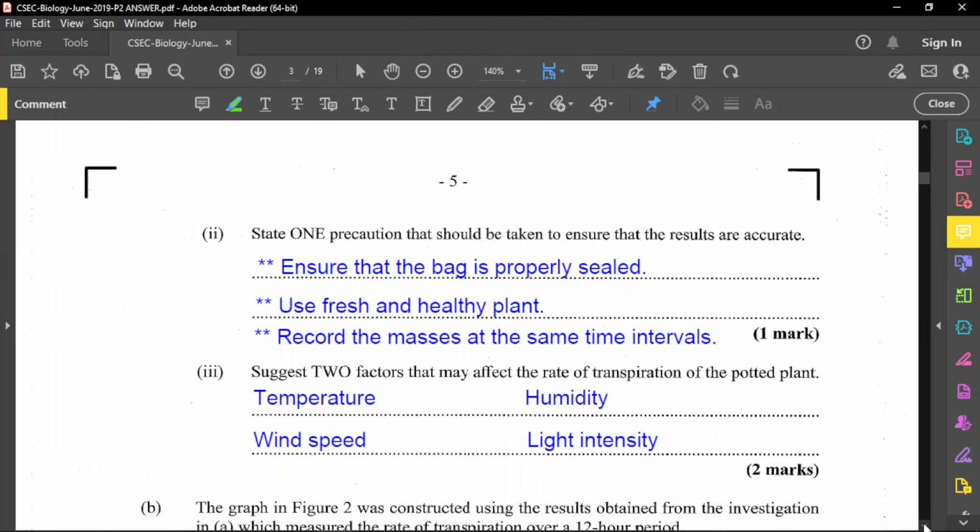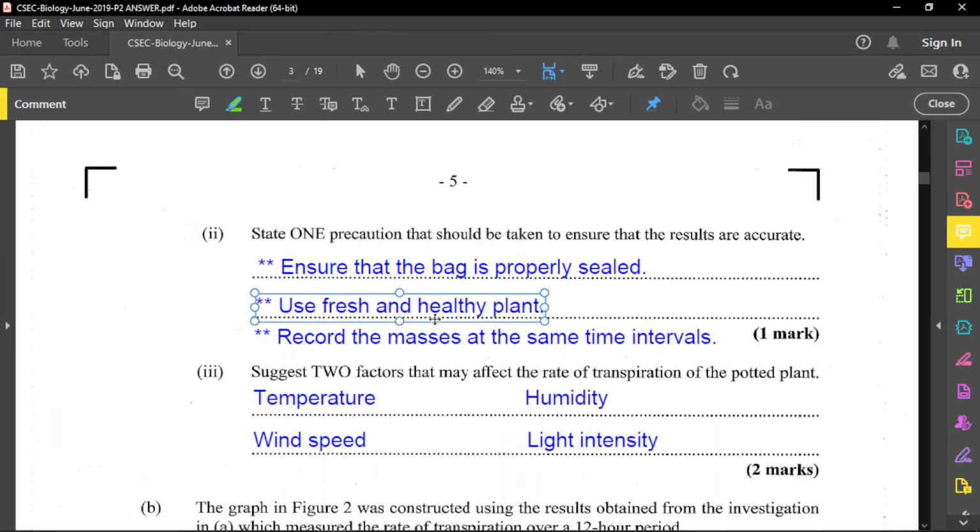Now, part 2 is to state 1 precaution that should be taken to ensure that the results are accurate. And one is to ensure that the bag is tightly sealed. That's very important because if it's not tightly sealed, then definitely evaporation can take place from the soil itself, and that is not necessarily coming from the leaves or from the shoot of the plant. So hence that will lead to error.